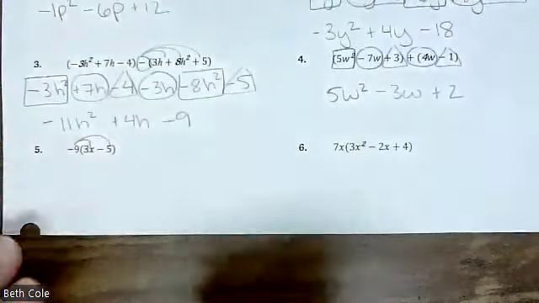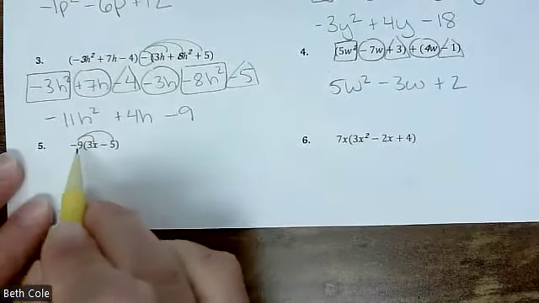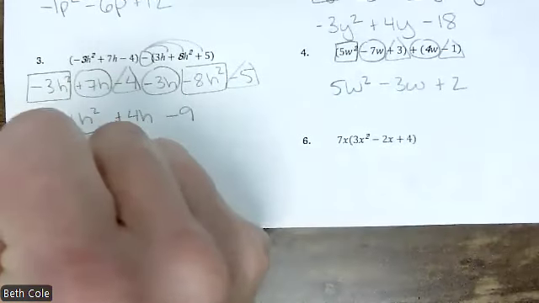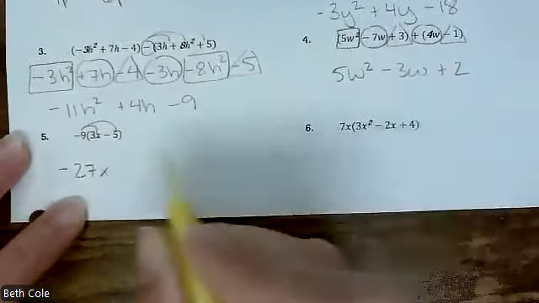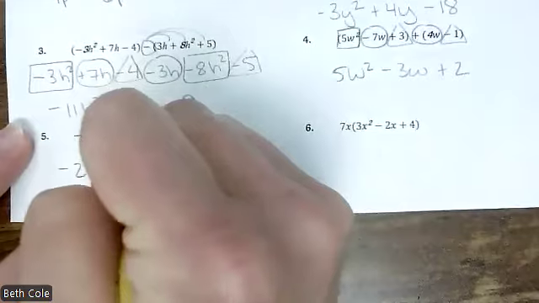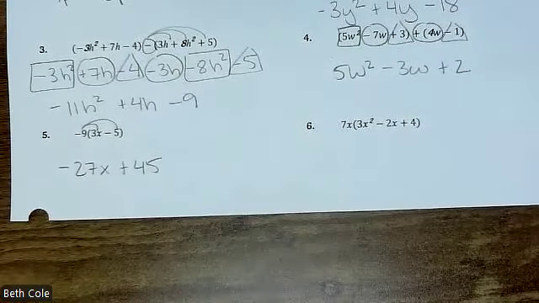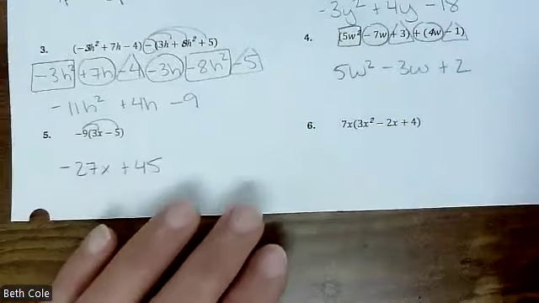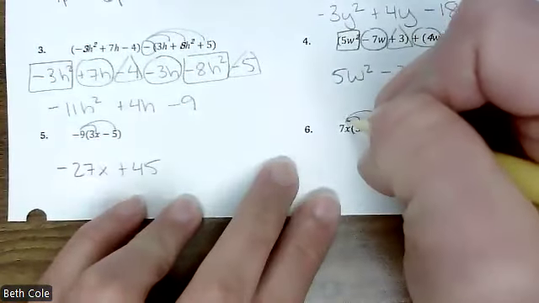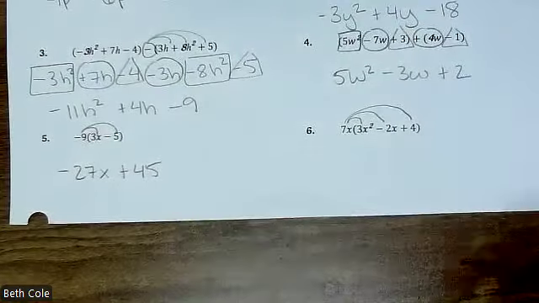Here we're going to distribute the -9 through there. That's going to give us -27x. Good. And then plus 45. Why is it plus? Because negative times a negative. All right, so for this one, we're going to distribute the 7x to all of those.